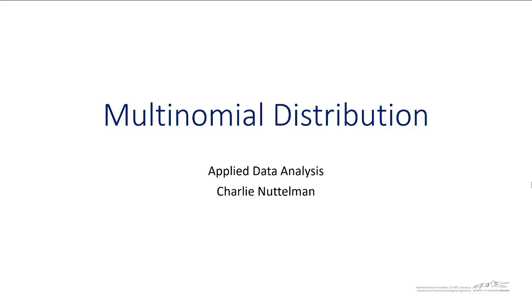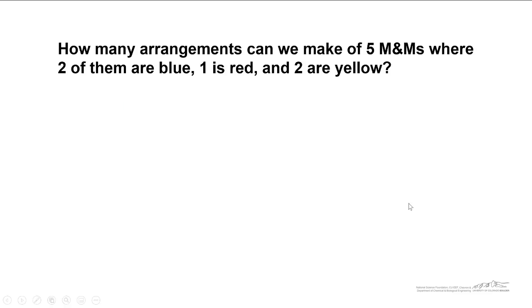In this screencast, I'm going to talk about a common joint probability mass function known as the multinomial distribution, which is an extension of the binomial distribution. Before we get started, I have a review question that's going to help us understand the multinomial distribution.